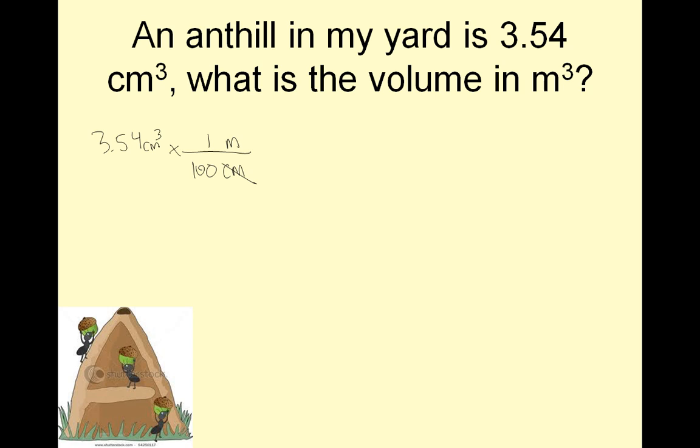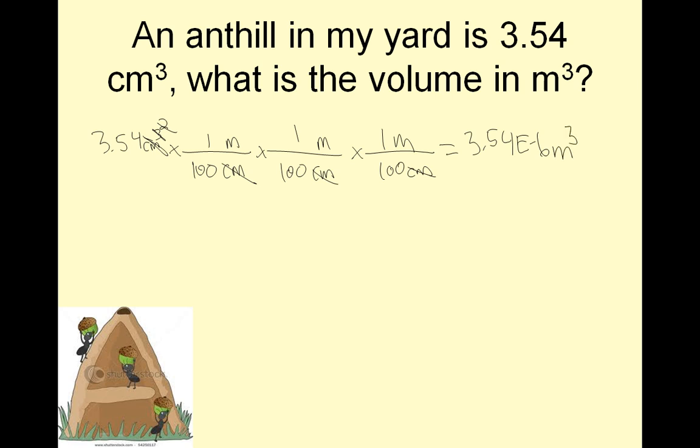Now, you'd think that would work and that would be it, but that only cancels my cubed to a squared. So then I have to do it again. I want to cancel centimeters again, go into meters again, 1 to 100, that changed my squared to a 1. I do it again, 1 meter, 100 centimeters. Cancel my centimeters totally now, and I would get 3.54 divided by a hundred, divided by a hundred, divided by a hundred, and I would get 3.54 E negative 6 meters cubed.